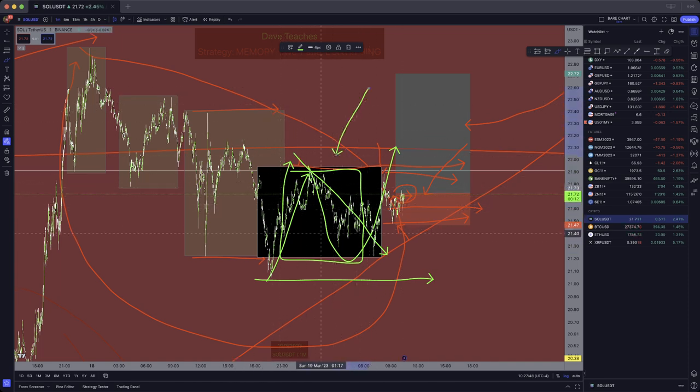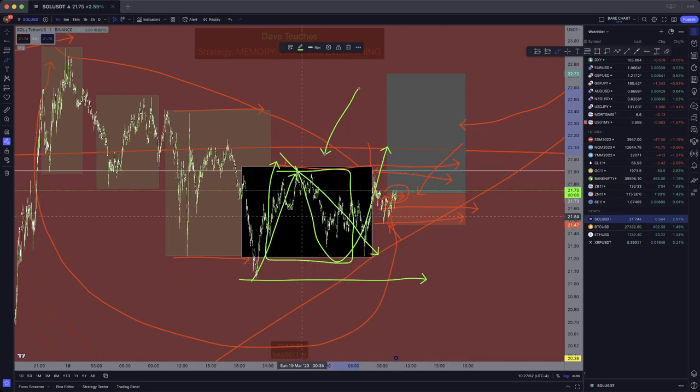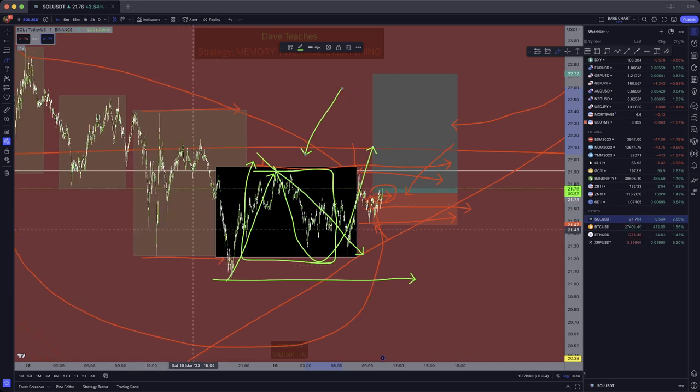I'm not looking for this when I'm in a trade. Why would I be looking for this when I'm in a trade, looking if I'm in a demand zone or not? No, sir.